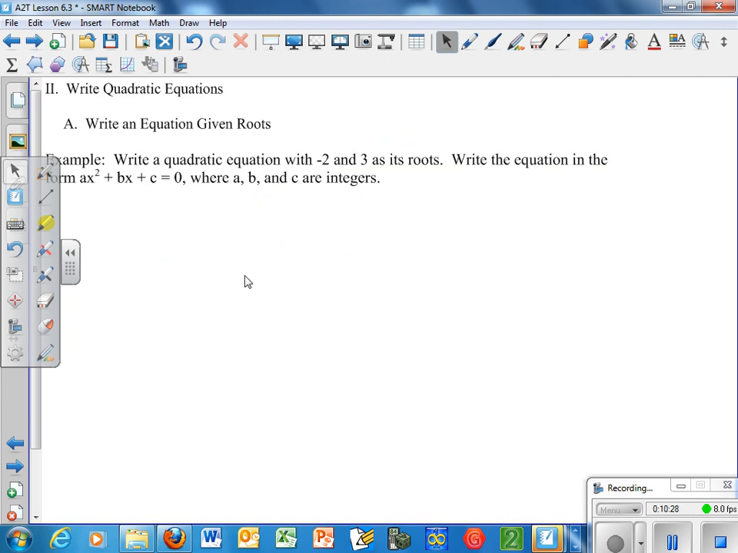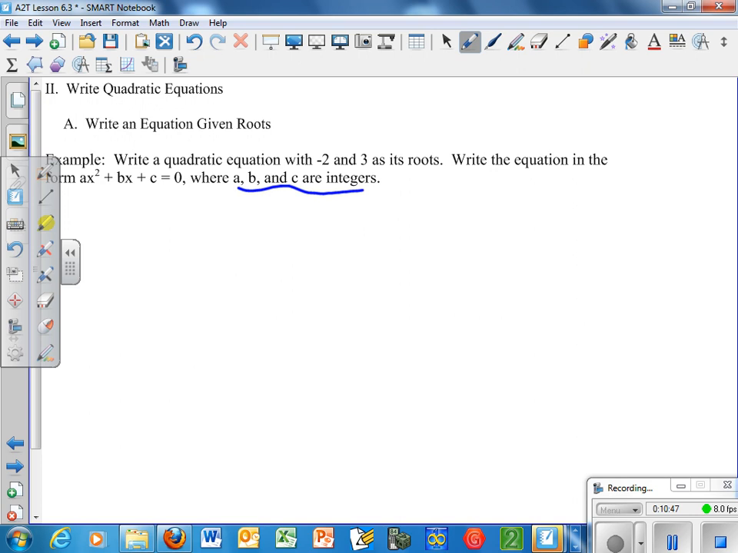Okay, writing an equation given the roots. Okay, we're going to do this one first. Write a quadratic equation with negative 2 and 3 as its roots or its solution. Write the equation in ax squared plus bx plus c equals 0 form, where a, b, and c must be integers. Okay, meaning positive or negative whole numbers.